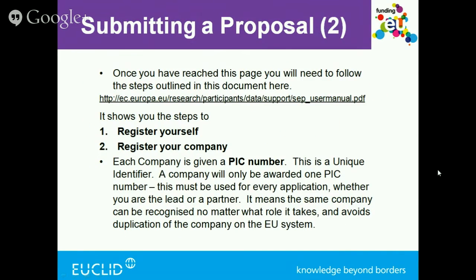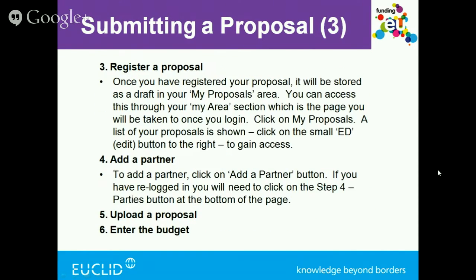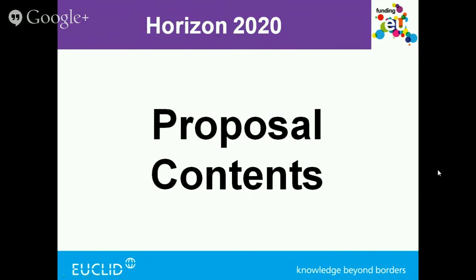Once you've reached that page, you can follow the steps outlined in the guidance document about how to register yourself and your company, the PIC number, and all the other bits and pieces. I don't think we need to go through that. Everybody knows that. Then you register your proposal, and then you can start editing your proposal. Then you can add in your partners. Then you can upload the proposal, enter the budget. See, it's all fairly straightforward. I don't think we need to go over any of that.